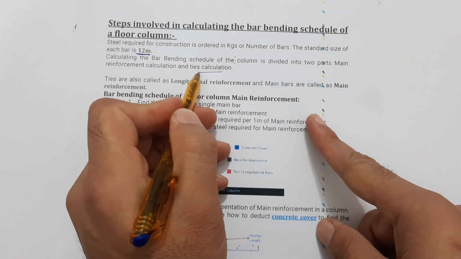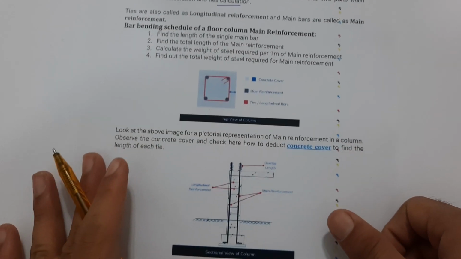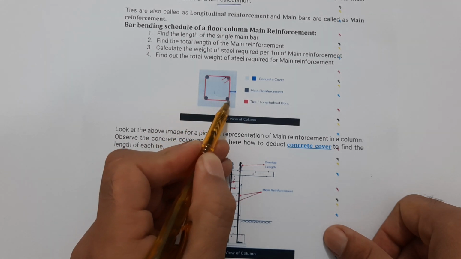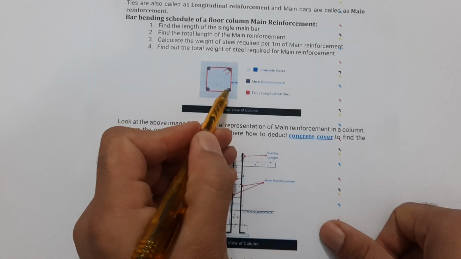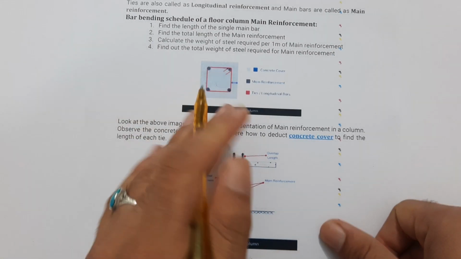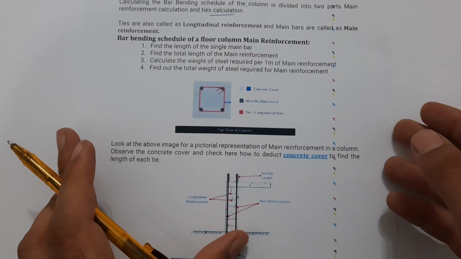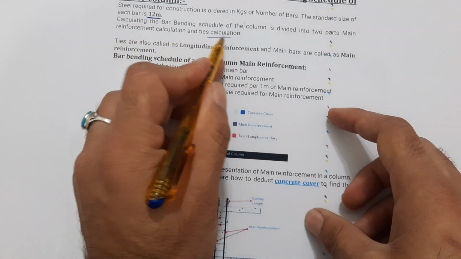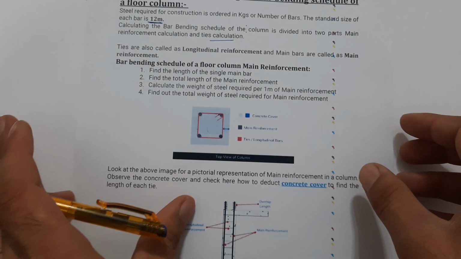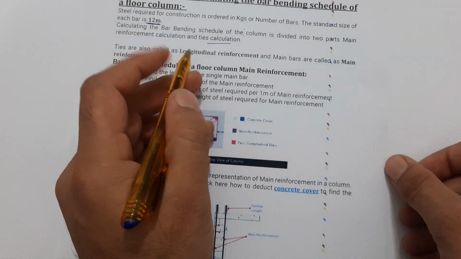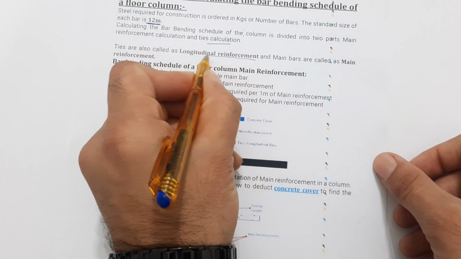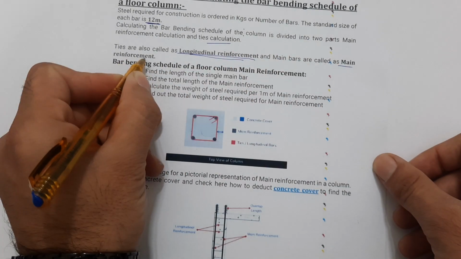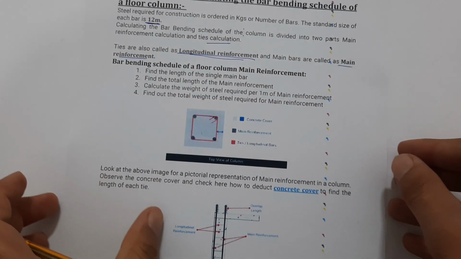As you can see guys, this is a tie. This one we calculate its lateral ties, and the other is longitudinal bars. As you can see, these are longitudinal bars. So the bar bending schedule is divided into two parts: main reinforcement calculation and tie calculations. Now, ties are also called longitudinal reinforcement. This is one of the important points also, and main bars are called main reinforcement. This is the other point.